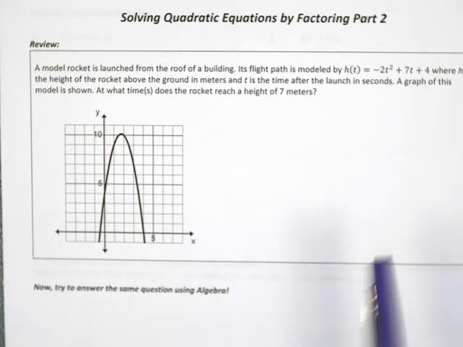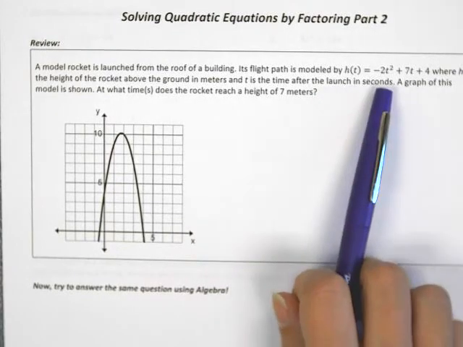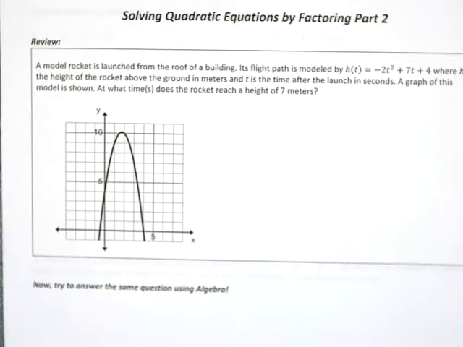A model rocket is launched from the roof of a building. Its flight path is modeled by h of t equals negative 2t squared plus 7t plus 4, where h is the height of the rocket above the ground in meters and t is the time after the launch in seconds. A graph of this model is shown. At what time does the rocket reach a height of 7 meters?